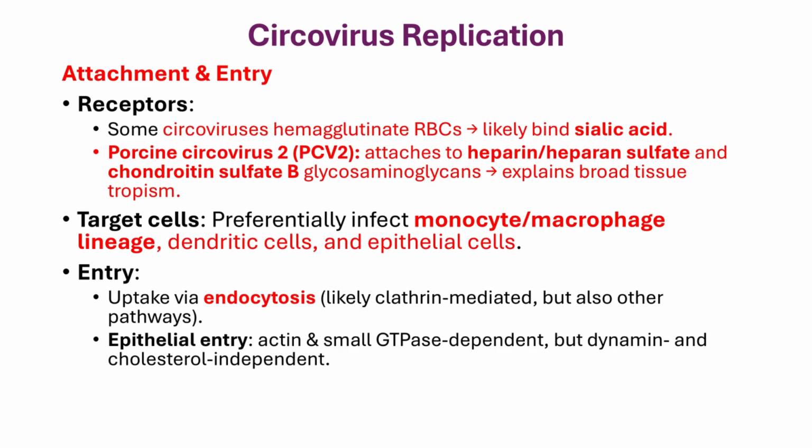PCV2 binds to heparin, heparan sulfate, and chondroitin sulfate B, all of which are glycosaminoglycans present on many different cell types.